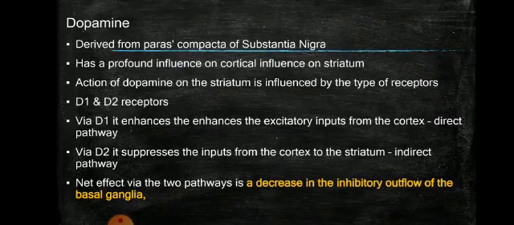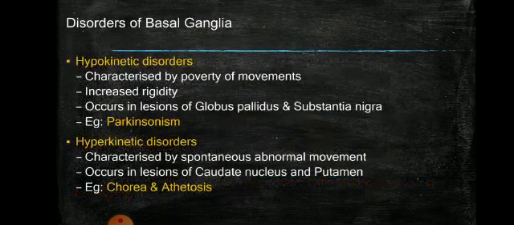I told you it is stimulatory to the direct pathway, the dopamine released, and it's inhibitory to the indirect pathway. So the net effect is there is a decrease in the inhibitory outflow of the basal ganglia. That means the dopaminergic pathway, this nigrostriatal pathway, is basically limiting the inhibition which is released by the basal ganglia.